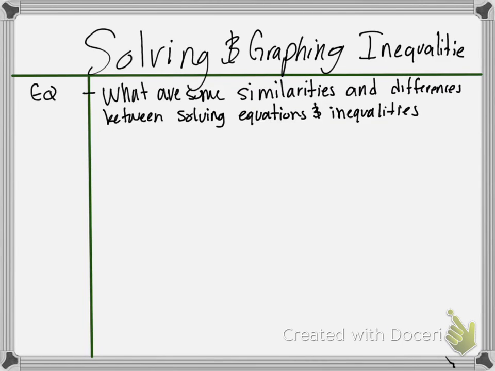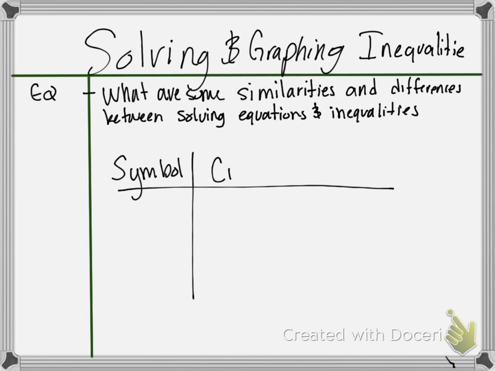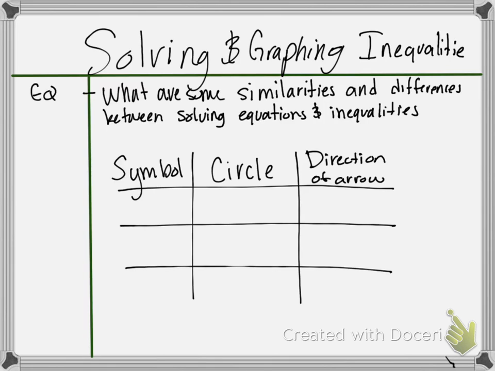Today we're going to be solving and graphing inequalities on the number line. Just as a reminder, let's take a look at circles and the direction of where a line is going to go. I want you guys to make a chart with the symbol, what type of circle you're going to have, and then the direction of the line or the arrow. We're going to have 4 of them. Let's do one more. There we go.